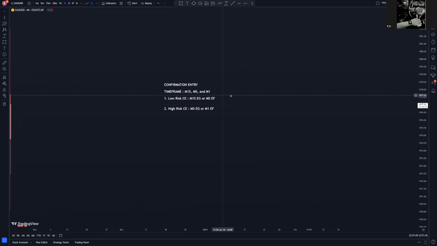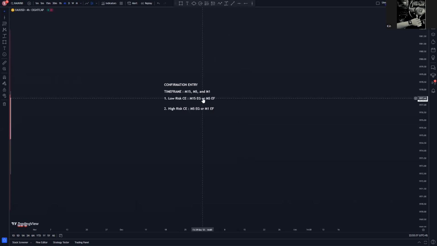From my observation, for the first 4 months, I only used low risk confirmation entry on my trades, which is M15 EG or M5 EF. You guys want to know my win rate, right? It was 85 to 87%, we can say 80% above. But we're going to get fewer entries than the high risk confirmation entry.